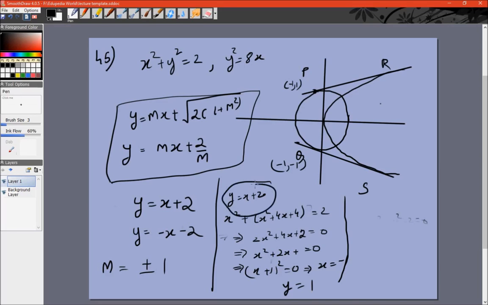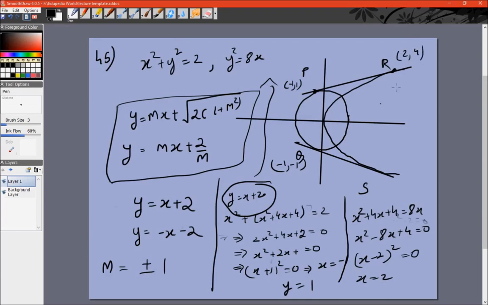Similarly, y is equal to x plus 2 goes to y squared is equal to 8x. So x squared plus 4x plus 4 is equal to 8x. x squared minus 8x plus 4 is equal to 0. x minus 2 whole squared is equal to 0. x is equal to 2, which means y is equal to 4. So this point is 2 comma 4, and similarly this point will just be 2 comma minus 4. So you can do it for y is equal to minus x minus 2 on your own. And now we need to find the area of this quadrilateral. So that's simple geometry.